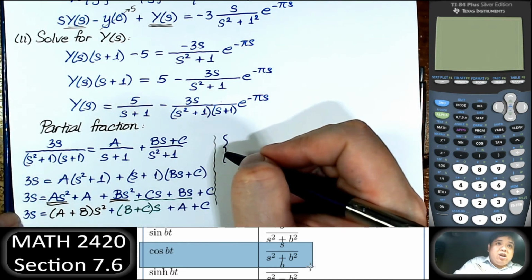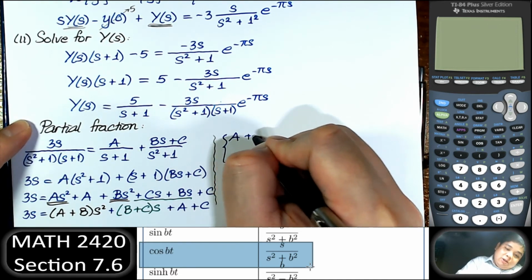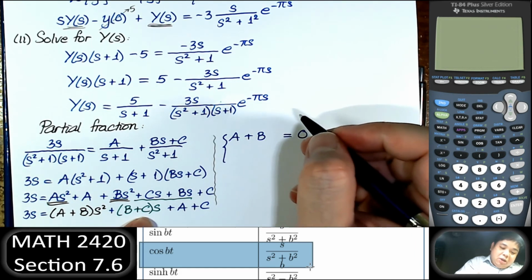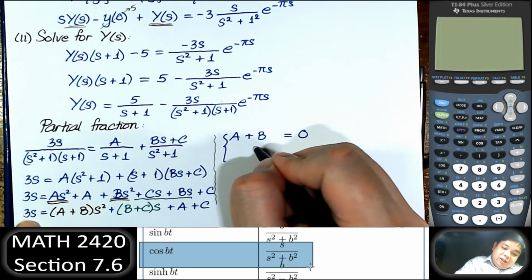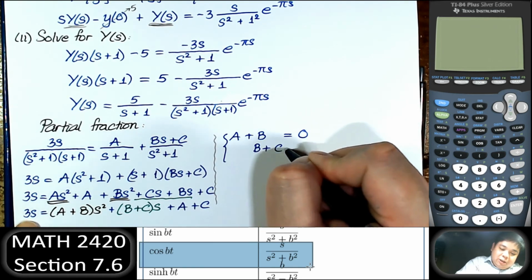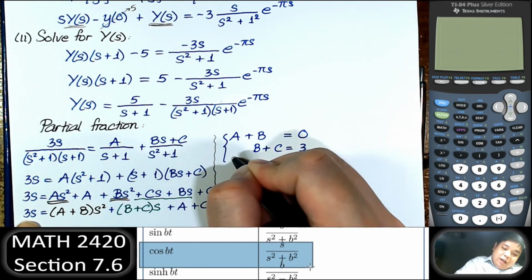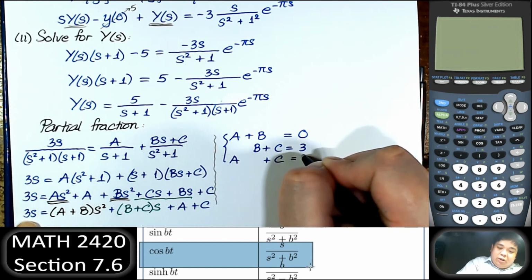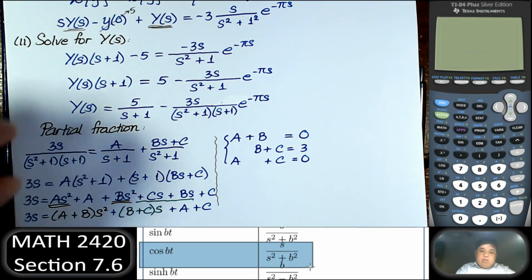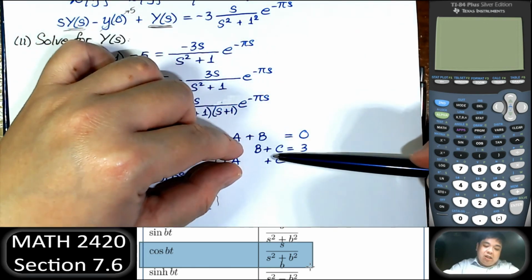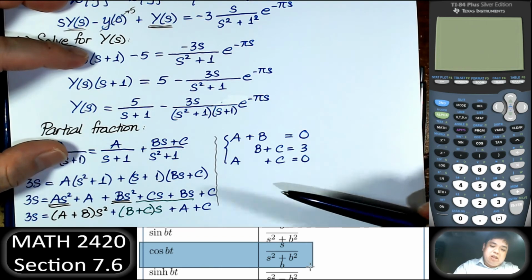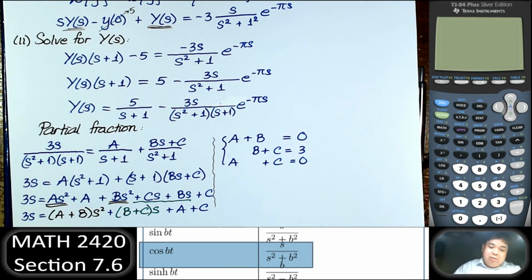There's no s squared on this side, so a plus b must be 0. b plus c equal to 3. And then a plus c will be equal to 0 as well. Now this will be easy. Add side by side here, b plus 2a plus b plus c. But anyway, just put in the calculator. That's simple enough.